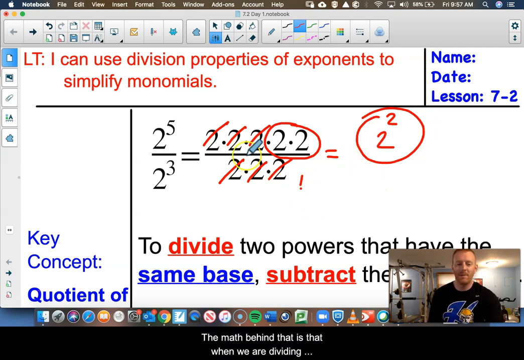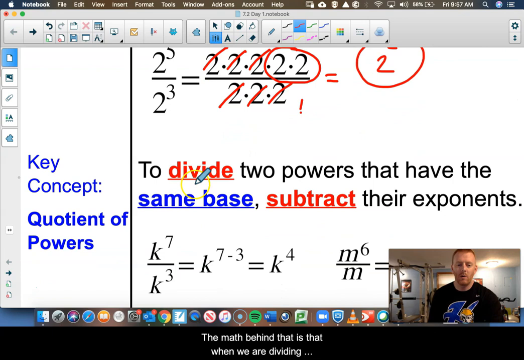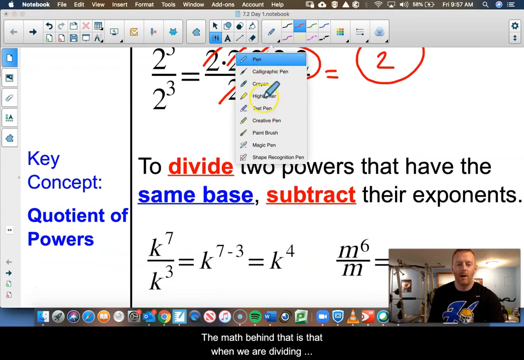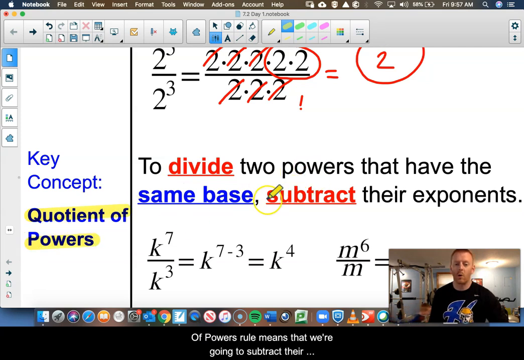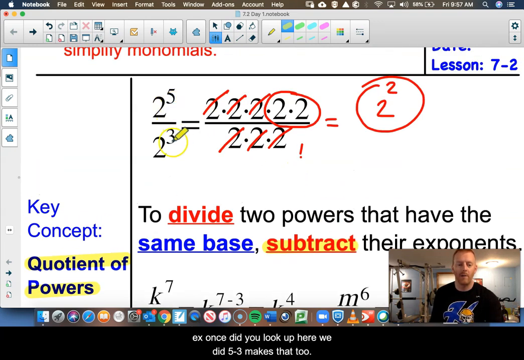So the math behind that is that when we are dividing exponents, the quotient of powers rule means that we're going to subtract their exponents. Because if you look up here, we did 5 minus 3 makes that 2.